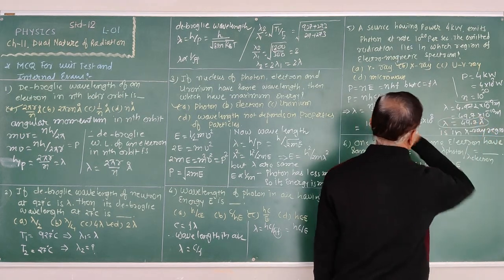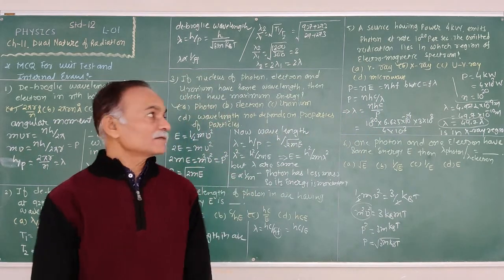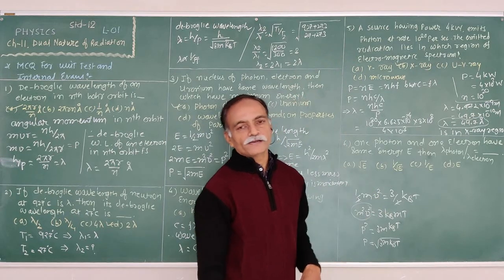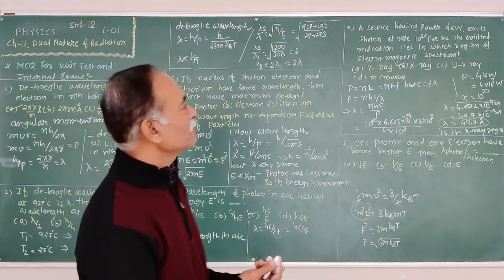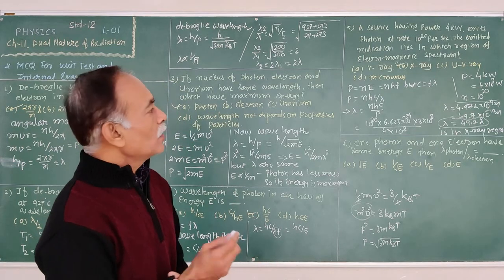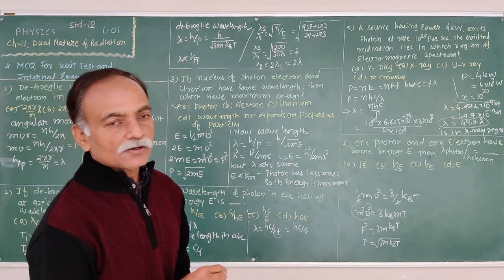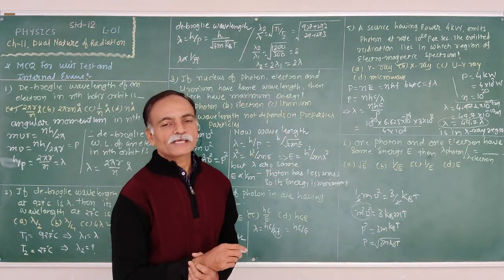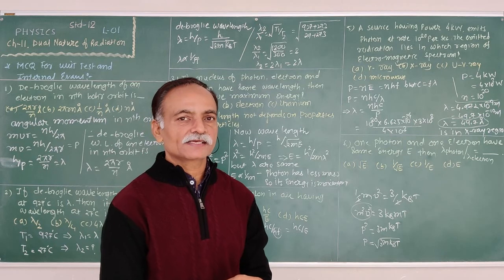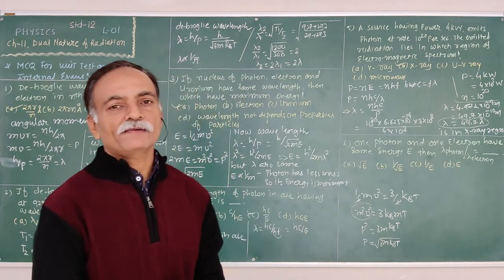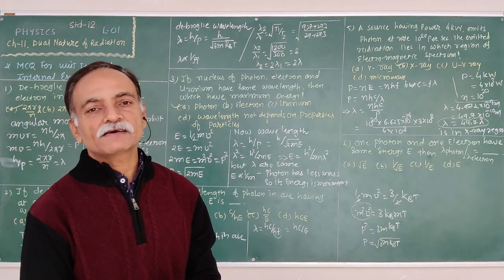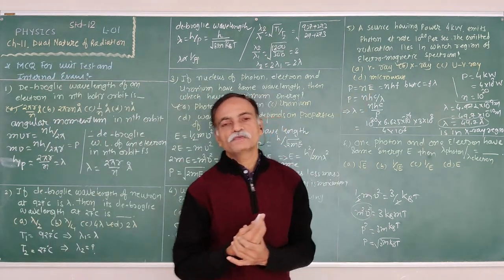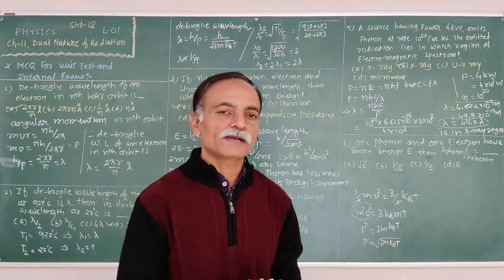So that is the wavelength. Here the power of the source is given, and it emits 10²⁰ photons per second. So the emitted radiation belongs to which region of the electromagnetic spectrum? For that purpose, we require the equation of the wavelength, because first we have to find the wavelength of the radiation. After finding the wavelength, we can judge which region of the electromagnetic spectrum this radiation belongs to.